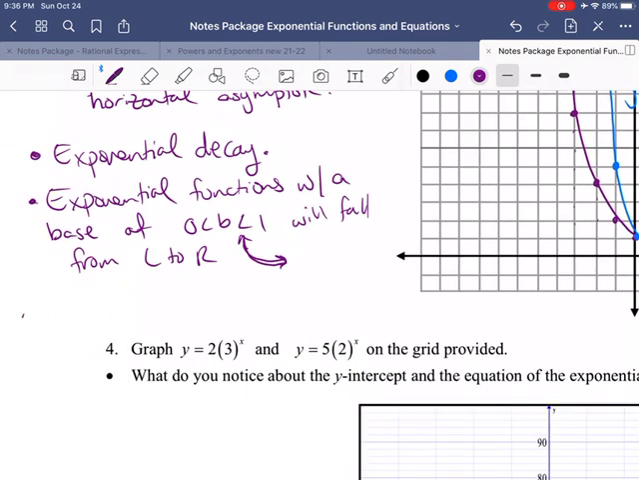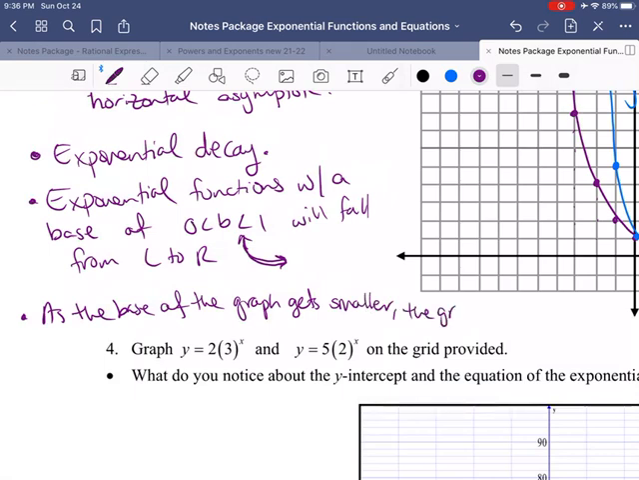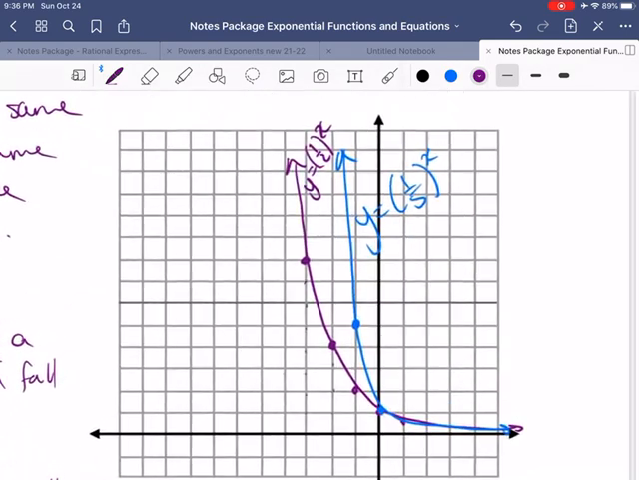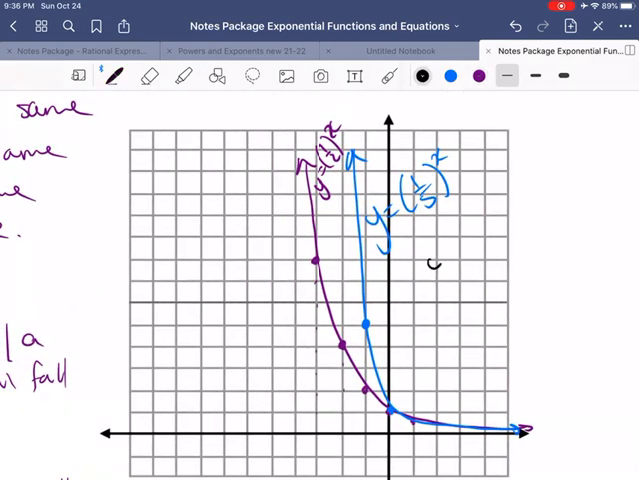And one more point. As the base of the graph gets smaller, the graph falls quicker. Again, poor grammar, but it's math class. So what does that mean? Well, if you had like another one, like y is equal to (1/10)^x, well, that's going to fall extremely quickly, okay?